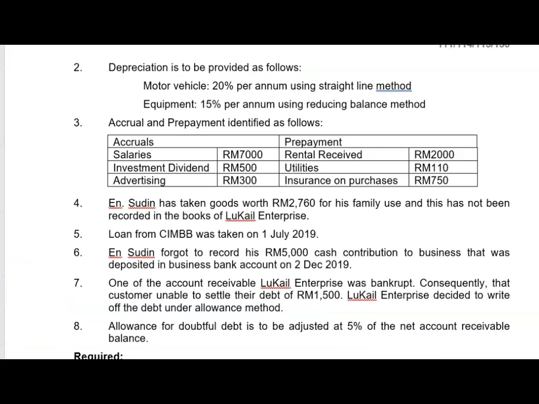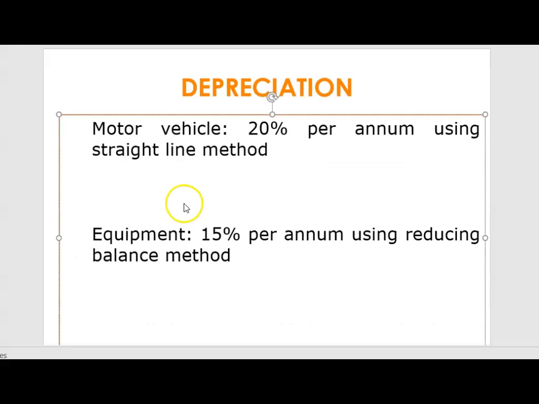Now let's look at the second adjustment or additional information that you need to do. Here is on the topic of depreciations. It says here motor vehicle depreciates using the straight line method at the rate of 20%, and the equipment using the reducing balance method at the rate of 15% per annum. So we need to calculate this first, the motor vehicles and also the equipment. Okay, let's repeat. Motor vehicle 20% per annum using the straight line method, equipment 15% per annum using the reducing balance method.